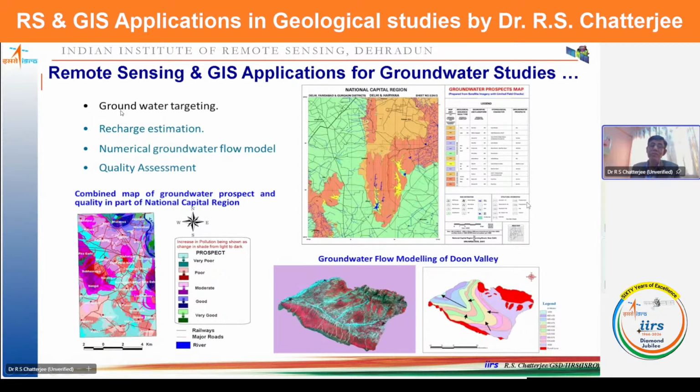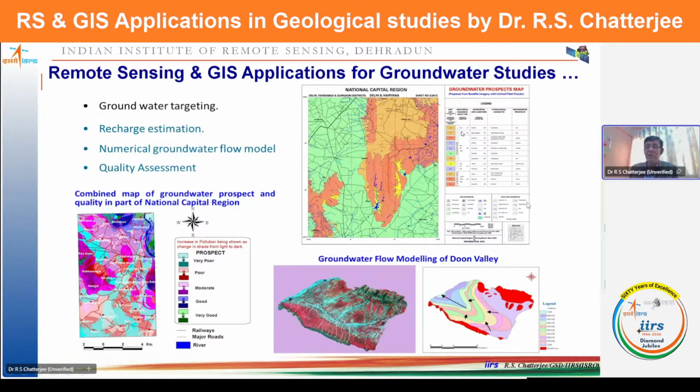Hydrogeomorphological mapping is another application. Okay, so here what you need is the basic information of geomorphology. You need the basic information about the rock types. Sometimes it may be only alluvium, and in some areas like hard rock terrain, geological structures are very, very important. You can also have information about recharge estimation. Then some advanced applications like aquifer compaction modeling, numerical groundwater flow modeling, then quality assessment, okay, groundwater pollution hazards. So all kinds of things we can do.